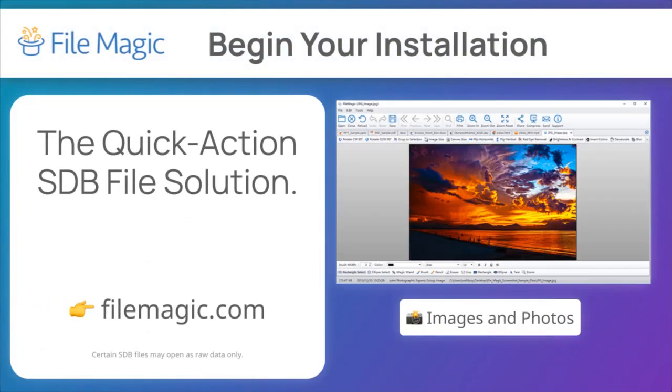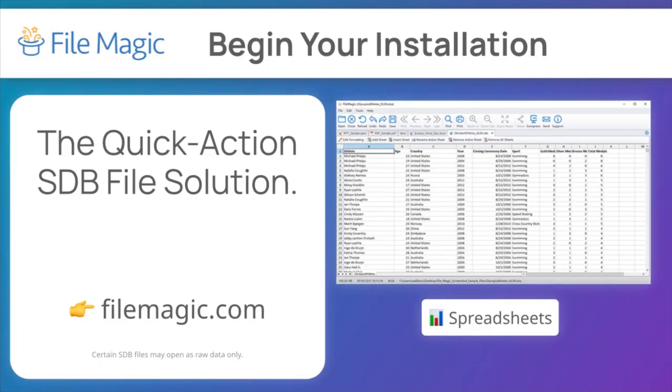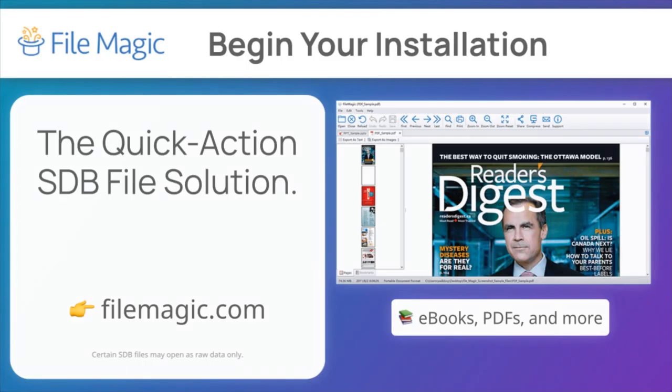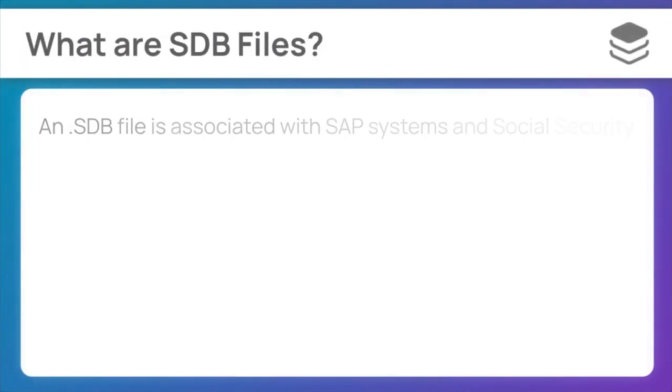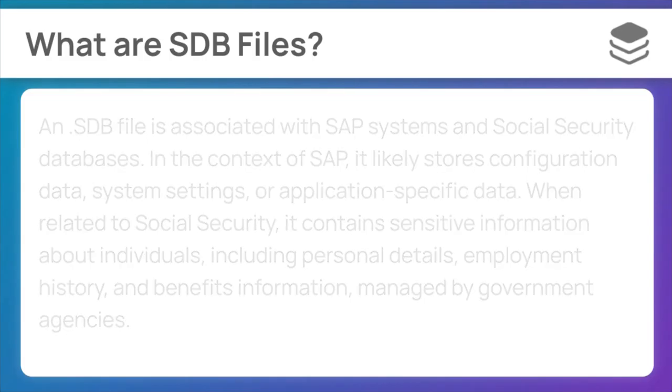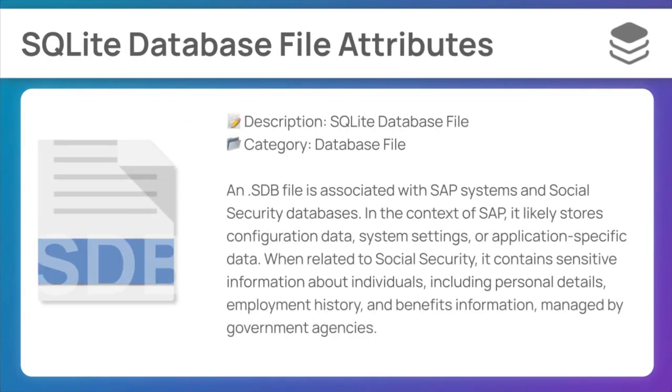We're going to rely on one simple but powerful SDB file inspection tool that is capable of reading and repairing hundreds of file types. If we look at the internal properties, the SDB is flagged as a dedicated database file. It is encoded in the SQLite Database File format. And our SDB file is associated with SAP systems and Social Security databases. In the context of SAP, it likely stores configuration data, system settings, or application-specific data.